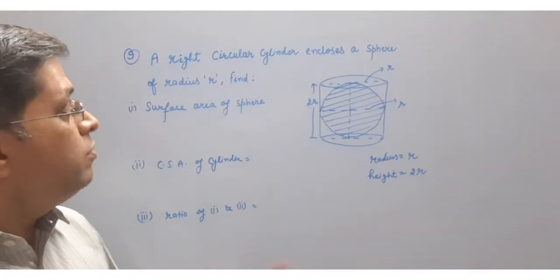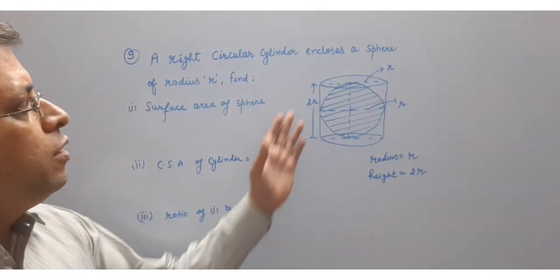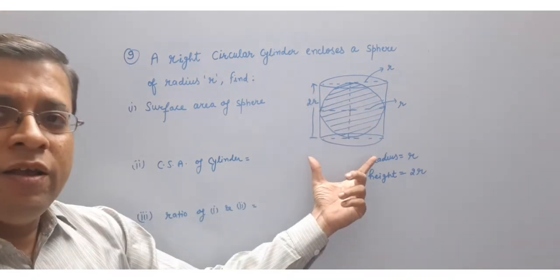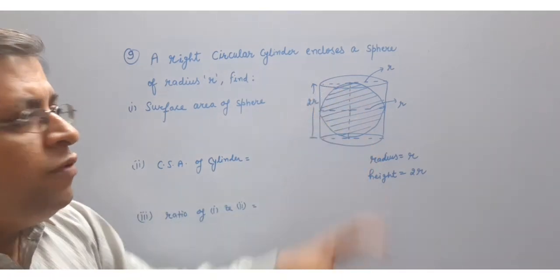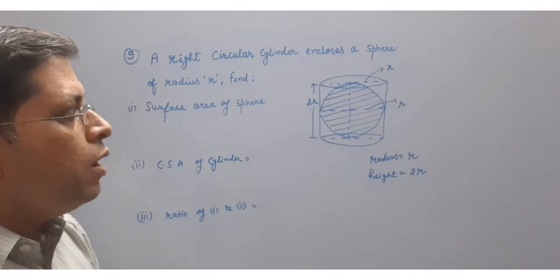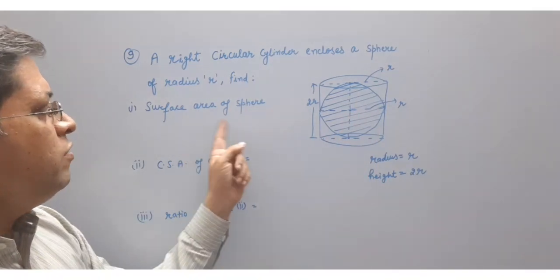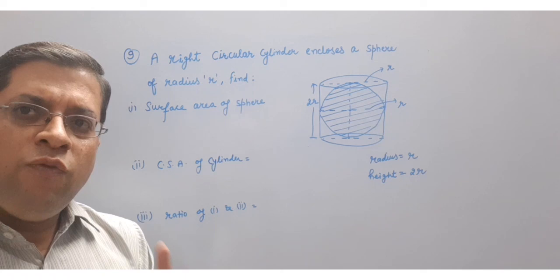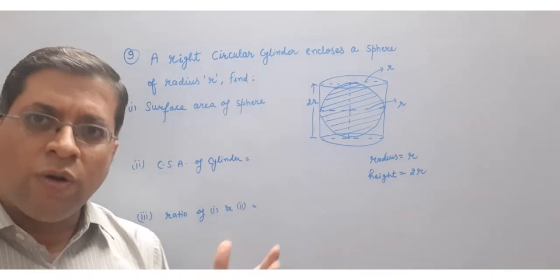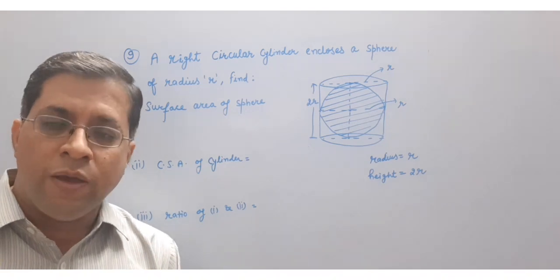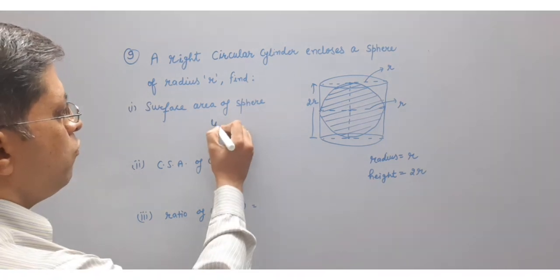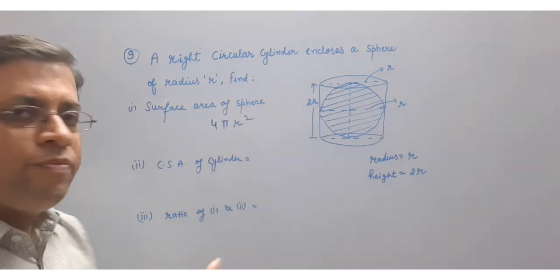The next question is, the right circular cylinder encloses a sphere of radius r. One cylinder is there. In between, one sphere is enclosed, and radius is given to you, r. What is the surface area of sphere? If we have given radius r, then what will be its surface area? That we know. What is the formula of surface area of sphere? That is 4 pi r square.